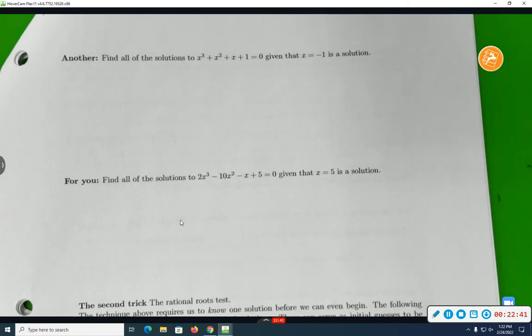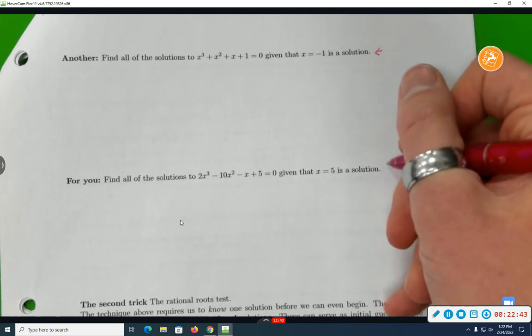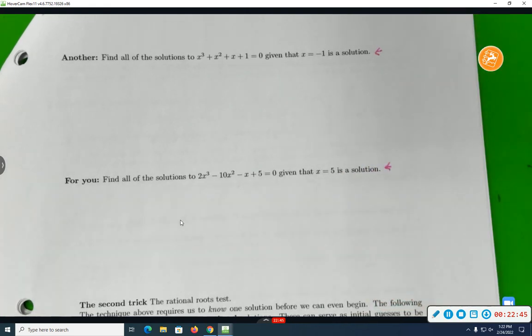I think it's worth spending time to do one more example, and it'll be one of those two. So let's either find all the solutions to x cubed plus x squared plus x plus 1, or all the solutions to 2x cubed minus 10x squared minus x plus 5 equals 0. How many people would rather see the first one done? How many people would rather see the second one done? All right, let's do the second one. I assert that x equals 5 is a solution. Should we check that 5 is actually a solution? Yeah, I mean, you can't trust that I do anything right.